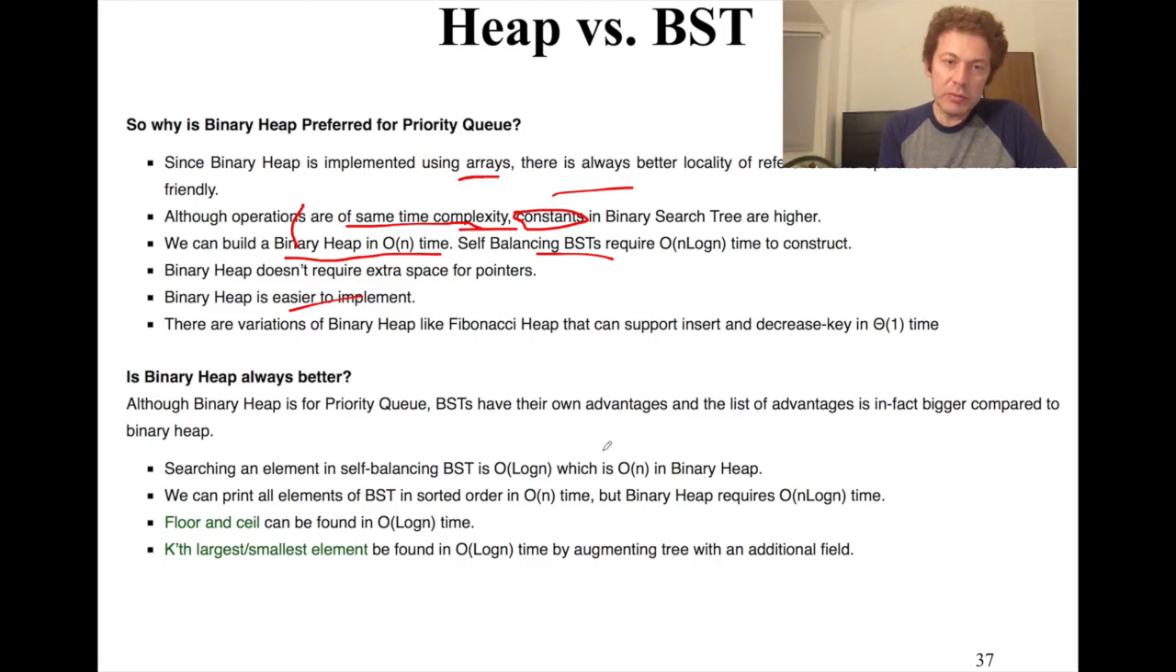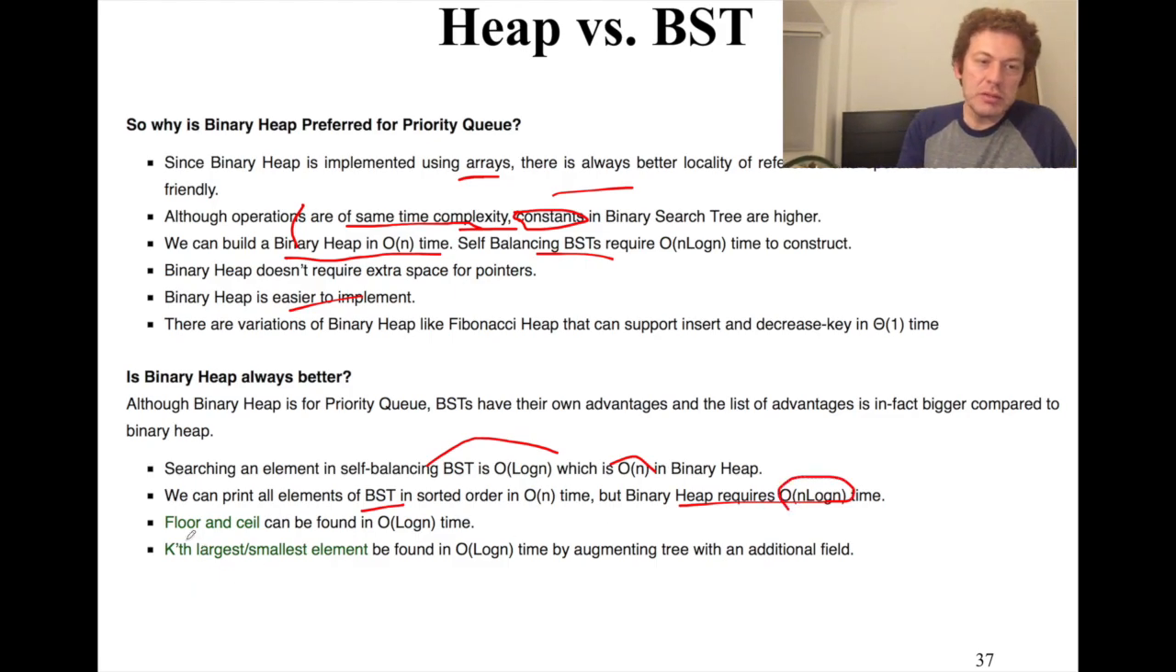There is a structure below the root, but it is not enough to find the elements. You need to look at all the elements, so O(n) time is needed versus O(log n) time of BST. Again, sorted order printing can be done in BST by an in-order traversal, right? We studied that. But in a binary heap, you need to basically sort them first, maybe with a heap sort, and then print it. So n log n is required.